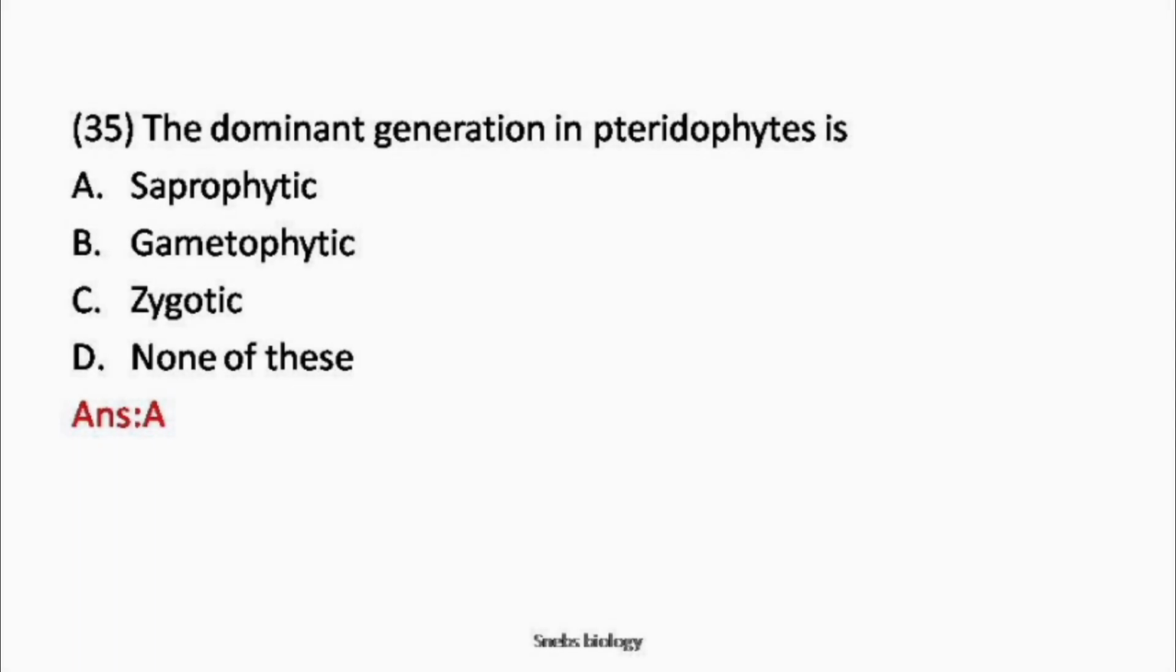Next, question number 35. The dominant generation in pteridophytes is option A, sporophytic, option B, gametophytic, option C, zygotic, option D, none of these. The dominant phase in the life cycle of pteridophytes is the sporophyte, which is generally herbaceous, rarely woody. The plant body is differentiated into roots, stem and leaf. Okay, so the correct answer is option A.